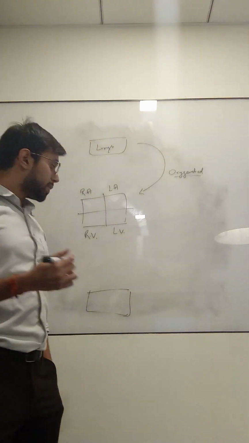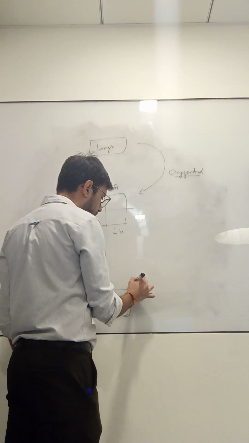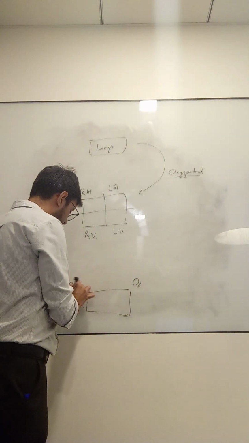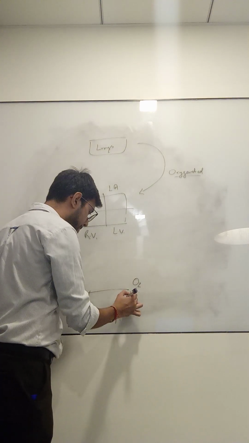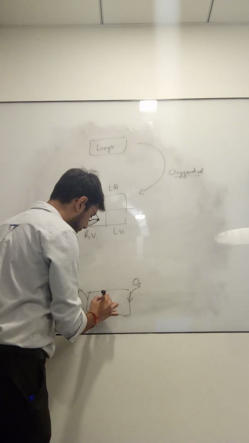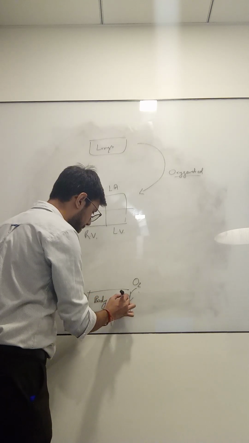And what happens in respiration? O2 is needed, oxygen is needed, and CO2 is released. So oxygen is needed and CO2 is released. This is our body part. Any body part you can consider.